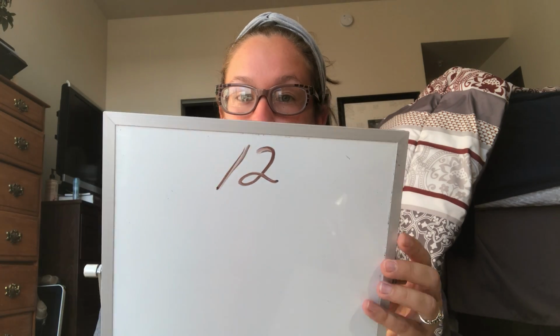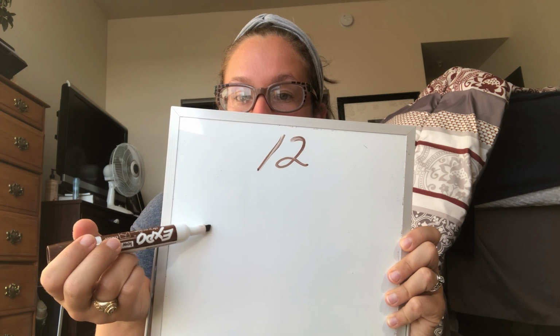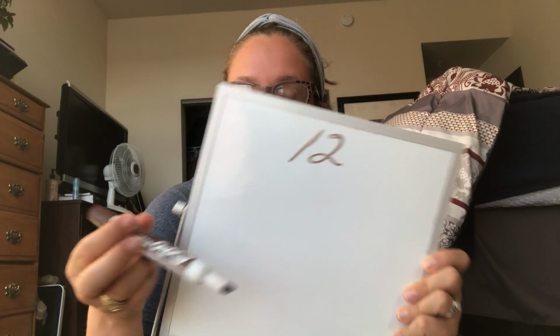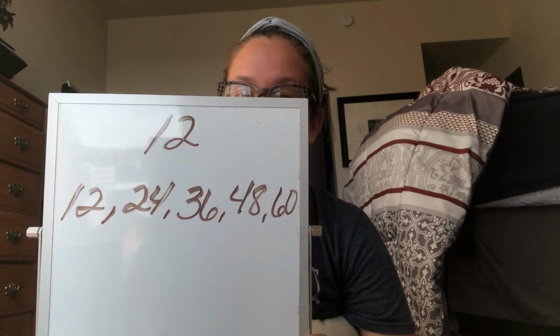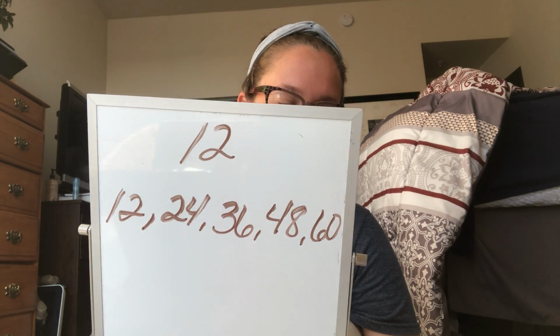Now remember, multiples are 1 times 12, 2 times 12, 3 times 12, 4 times 12, and so on and so forth. So the first 5 multiples: 12 times 1 is 12, 12 times 2 is 24, 12 times 3 is 36, 12 times 4 is 48, and 12 times 5 is 60. So that would be my answer: 12, 24, 36, 48, and 60.